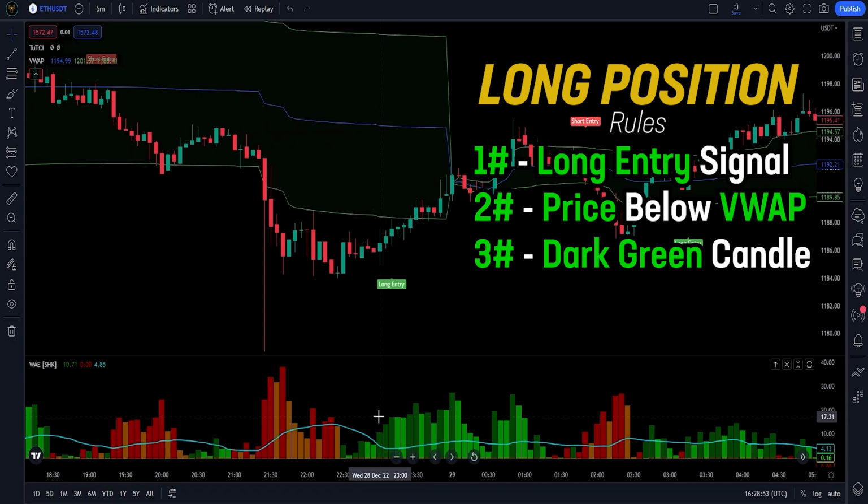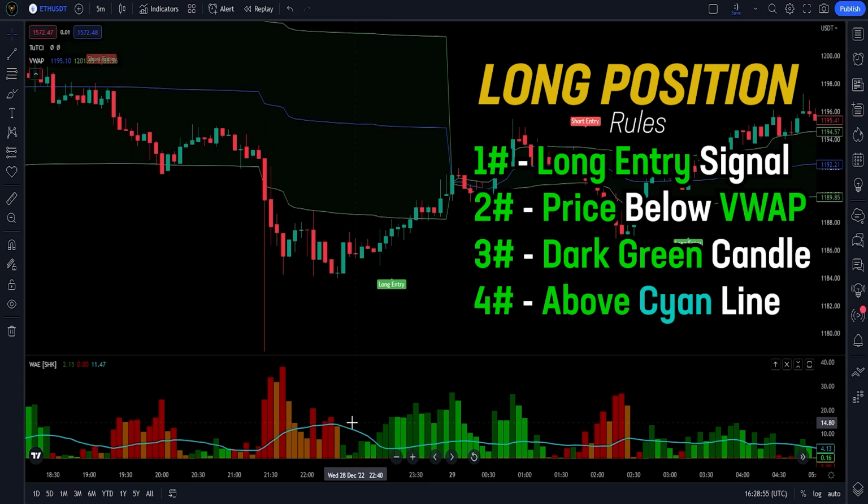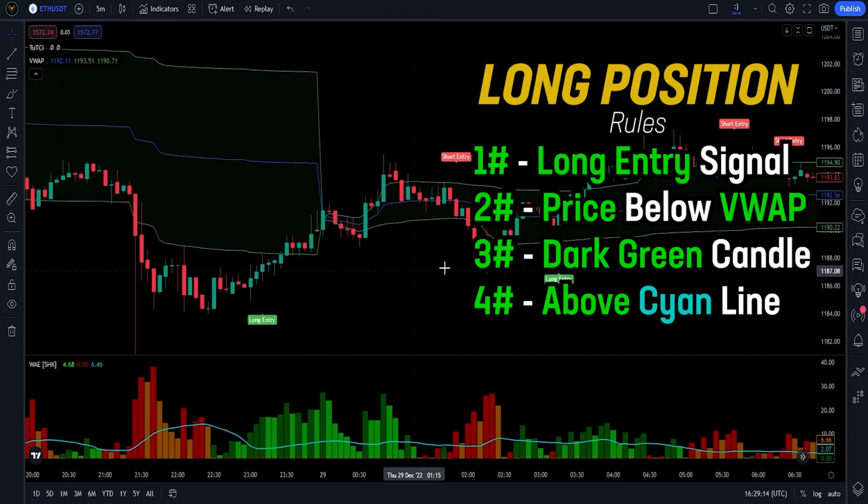Our fourth and final rule is that this dark green candle must be above this explosion line, which is this cyan line. This is basically an addition to our third rule, which says that the candle must be dark green, and our fourth rule adds another condition to this indicator, saying that while it must be dark green, it also must be above this explosion line.